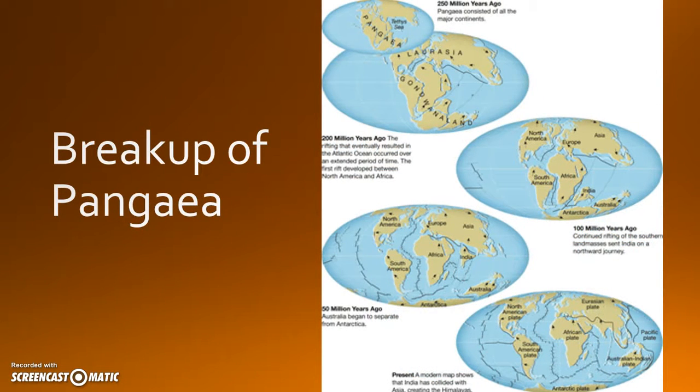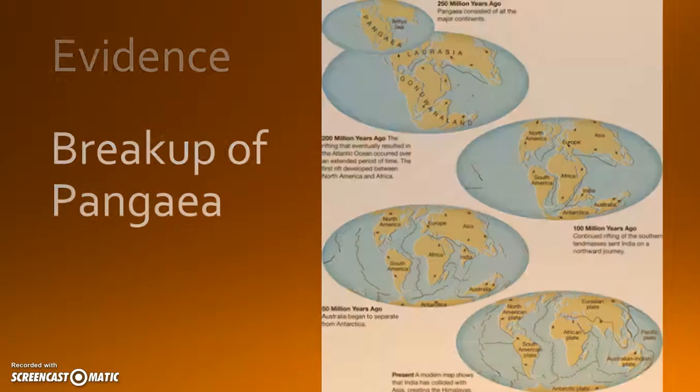So, the breakup of Pangaea. You can see it started out with Pangaea, then it split into Laurasia and Gondwanaland. And then that split into what we have as North America, Europe, Asia, Africa, South America, Antarctica, Australia, and India. And now, of course, India has joined in with Europe and Asia, and we have now also split those up into what we call plates. So the tectonic plates, and we'll look at those in just a few minutes.